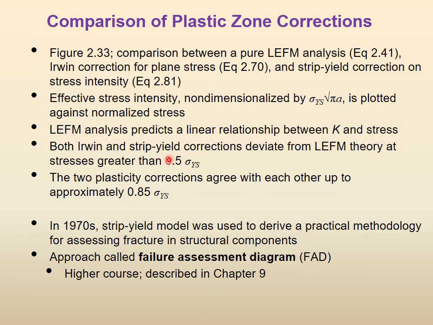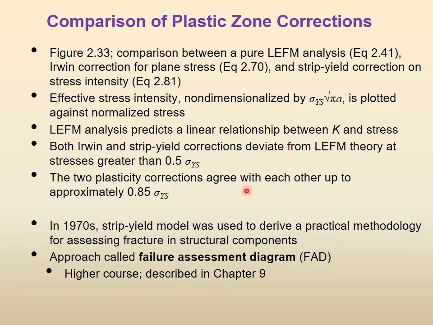Both Irwin and strip yield corrections deviate from LEFM theory at stresses greater than half yield strength. So this is a major observation: for stresses lower, say 1/4 of the yield strength and so on, the new correction and the linear theory give you the same value, it does not matter. But if the applied stress becomes more than half of yield strength, then they start to deviate, then these corrections start to matter, right?